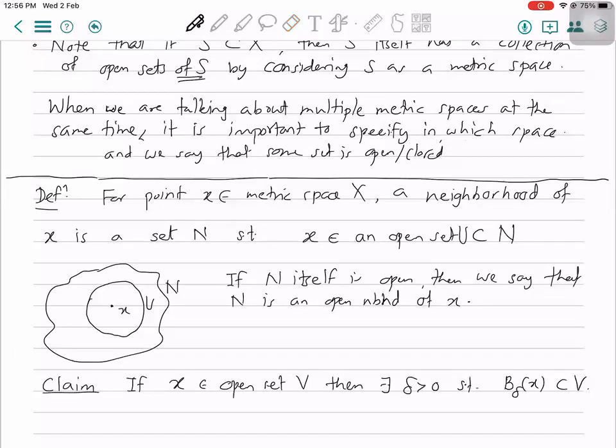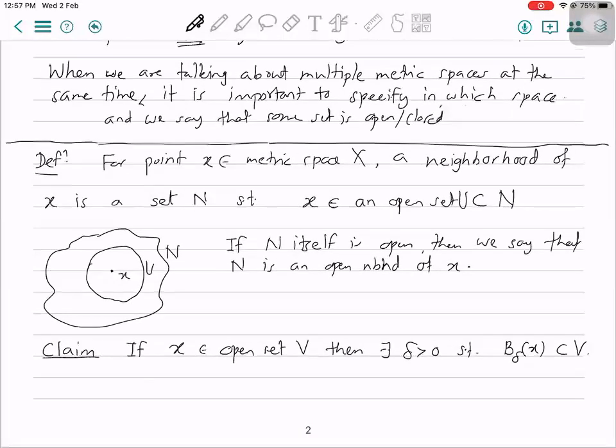So what is being said is that if I have an open set and I take any point inside that open set, then what do I know so far? All I know is that this open set is a union of some balls, correct? So every point in an open set must be in a ball that is totally contained inside that open set.